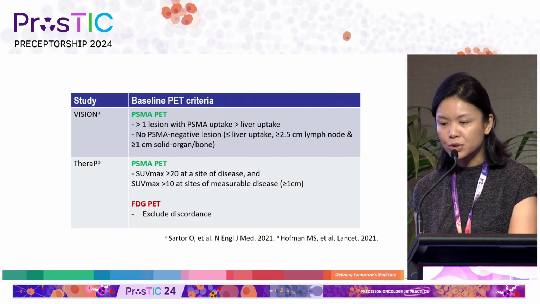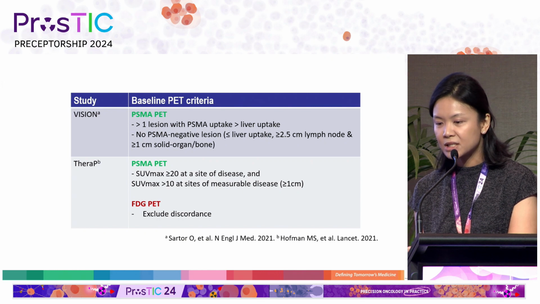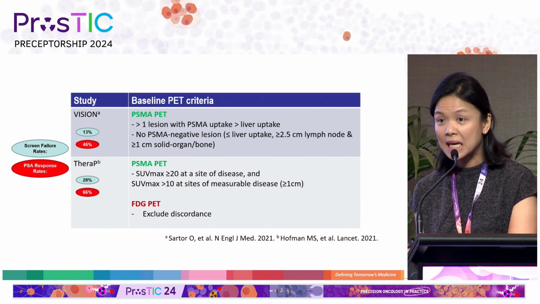When we look at the two landmark trials for PSMA radioligand therapy, the VISION as well as the TheraP trial, the VISION trial compared lutetium PSMA to best supportive care, and the TheraP trial compared lutetium PSMA therapy to cabazitaxel. They use slightly different baseline PET criteria. Both use PSMA PET with slightly different tumoral thresholds, but the TheraP trial also uses FDG PET as a baseline PET selection. As you can see, the screen failure rate for the TheraP trial is higher, but the PSA response rate is higher as well.